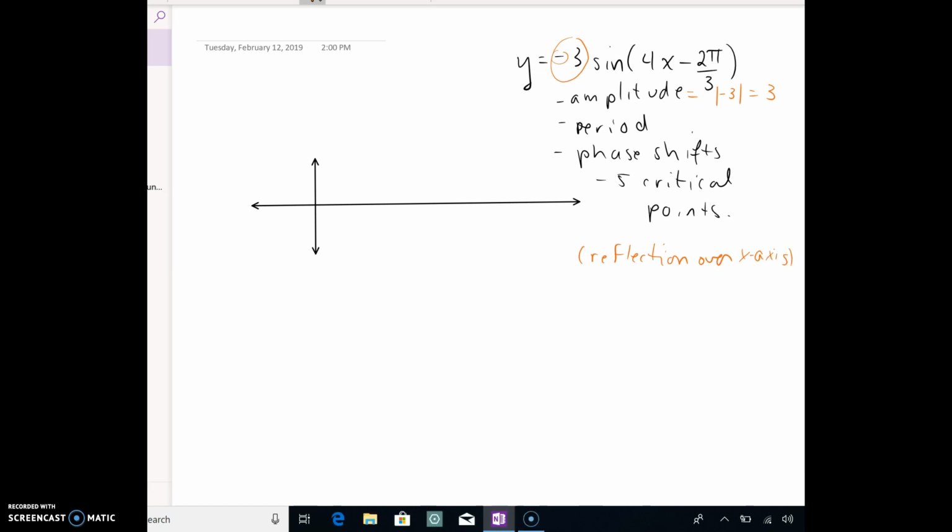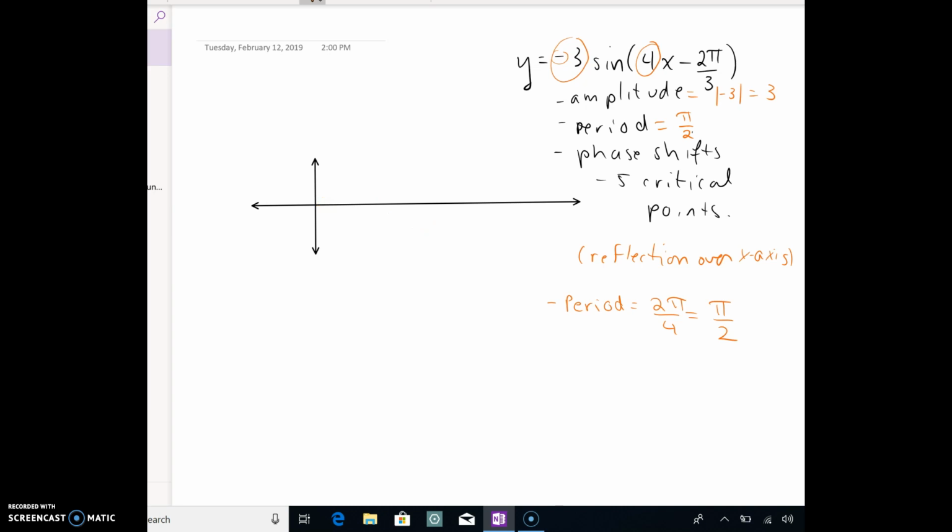For the period, the normal period of the sine function is 2 pi, but now we see that there is a number attached to our variable, a 4. So our new period is going to be 2 pi divided by that value, or 2 pi divided by 4, which simplifies down to pi over 2. So now we have a period of pi over 2. Okay, so a normal period goes from 0 to 2 pi. So I hope you can see that this is a horizontal shrink rather than a horizontal stretch. Again, normally we go from 0 to 2 pi. Now we're going from 0 to half a pi. So we have a very big horizontal shrink within the context of this question.